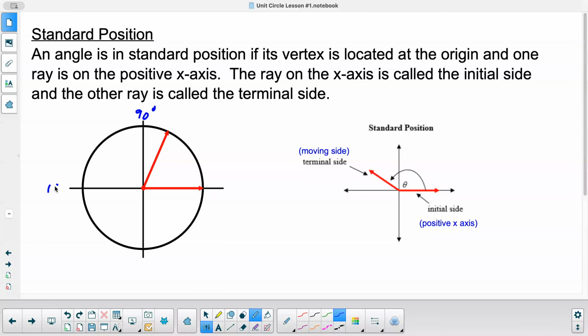And then this is another 90, so that's 180. And this is 270. And then we started at 0 and we end at the same spot, which is really the same as 360. So anyways, it just depends on the direction.